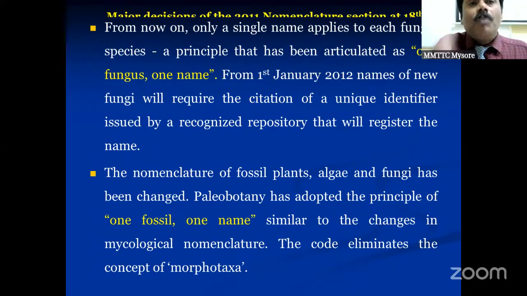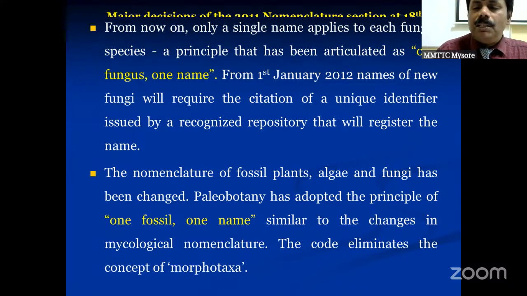This has been obviated. The new rules and regulations now have come out with the slogan, one fungus, one name. No more asexual stage, sexual stage names; one binomial name. From 1st January 2012 onward, after the 18th Botanical Congress, it is implemented. So that will be helpful. The nomenclature of fossil plants, algae and fungi has been changed.